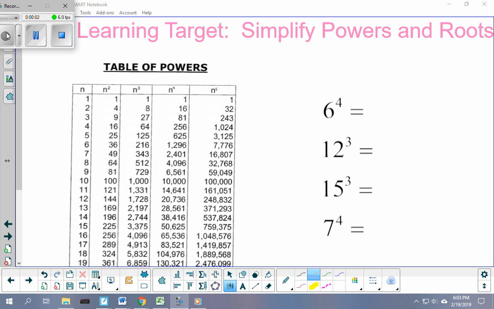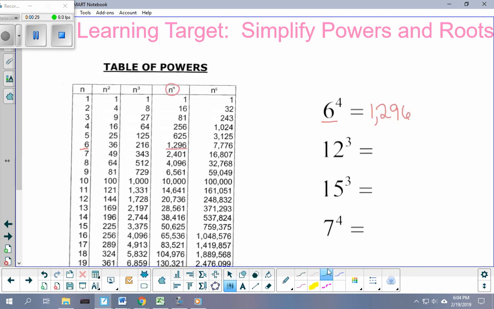Okay, in this lesson we're going to talk about simplifying powers and roots. To do this we're going to be using a table of powers chart here. So in the first example we want to evaluate what 6 to the 4th is. The base is 6 and we go over to n to the 4th. This is the 4th power right here. So 6 to the 4th power would be 1,296.